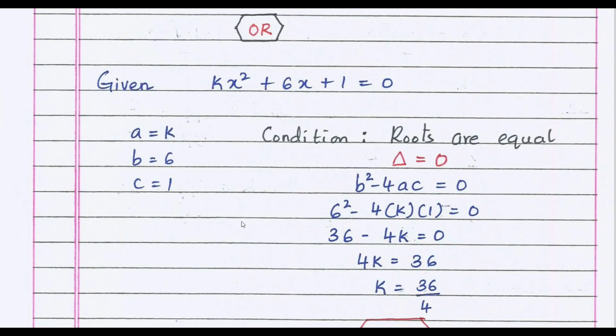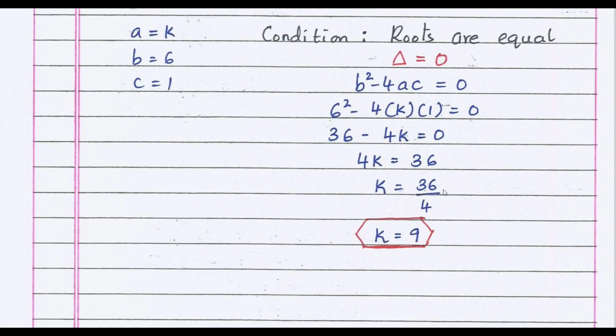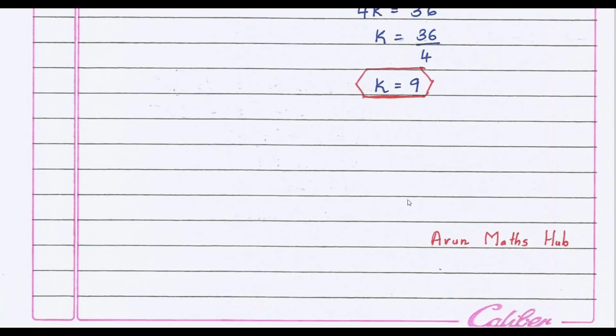Or question, given the quadratic equation kx square plus 6x plus 1 equals 0, a equals k, b equals 6, c equals 1. Condition: roots are equal. When the roots are equal, discriminant delta equals 0, that is b square minus 4ac equals 0. Substituting the values we get k equals 9.